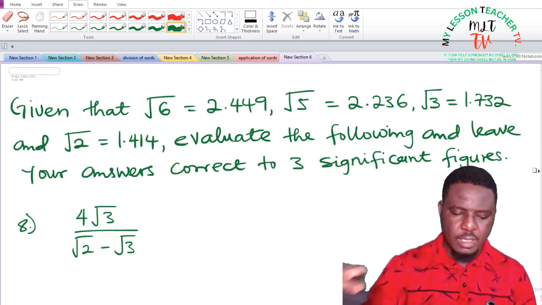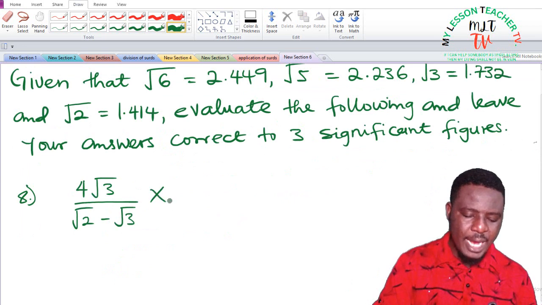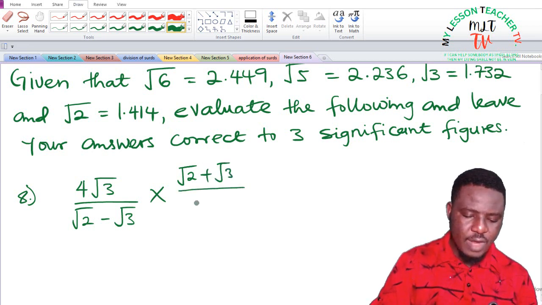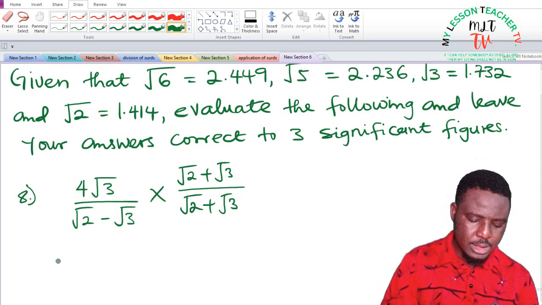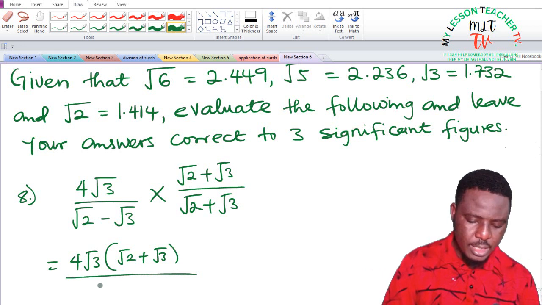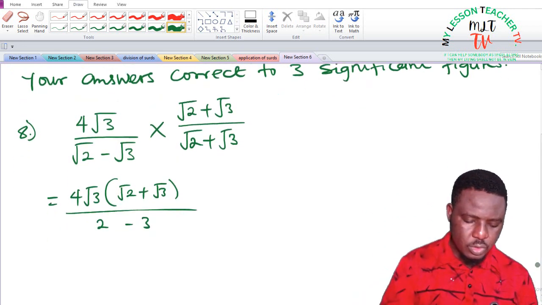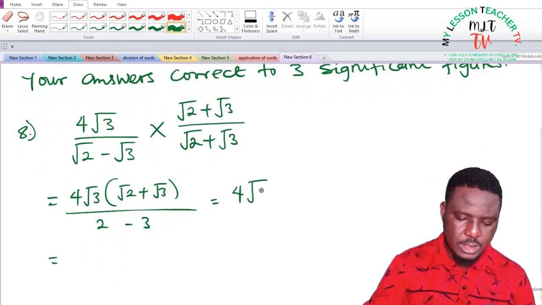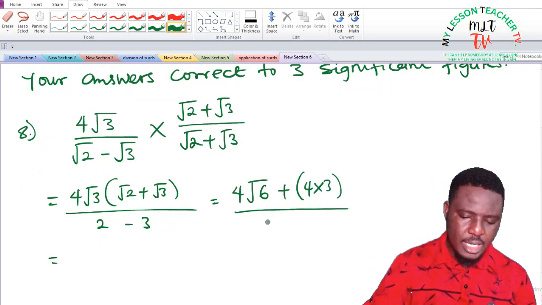Question 8, you rationalize by multiplying by root 2 plus root 3 divided by root 2 plus root 3. So when you rationalize, you are going to have 4 root 3 into root 2 plus root 3 divided by 2 minus 3. So this, when you simplify further, this will give us 4 root 6 plus 4 times 3, all divided by 2 minus 3, which is minus 1.